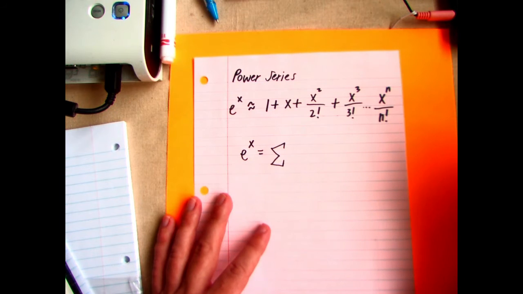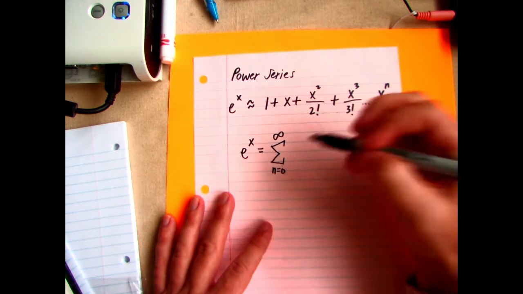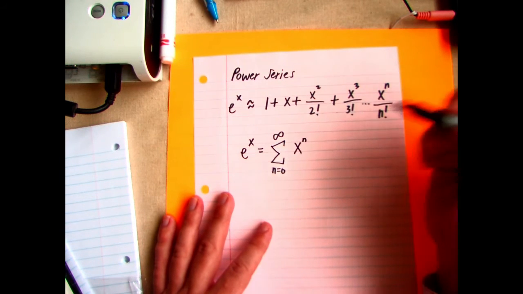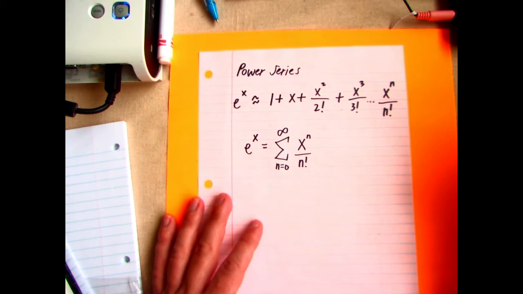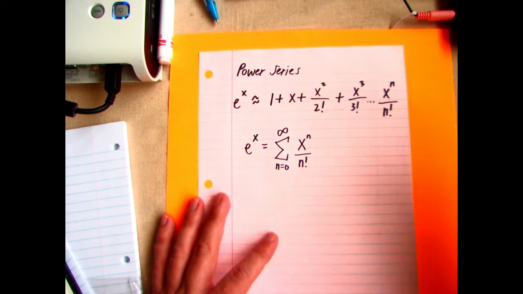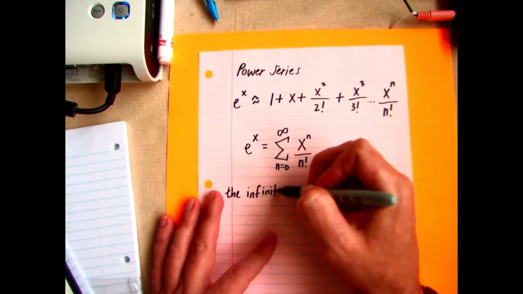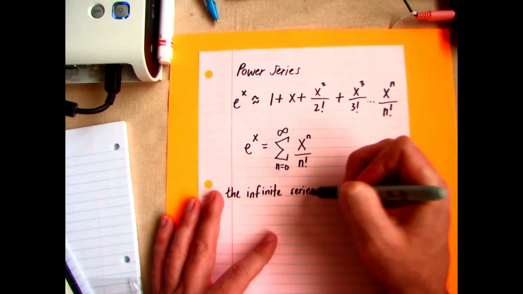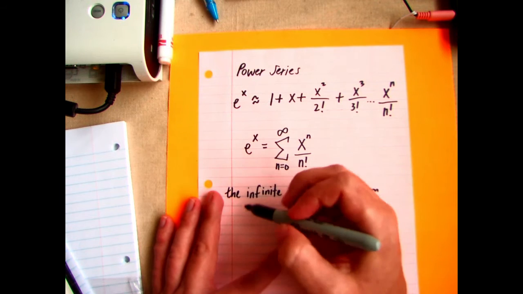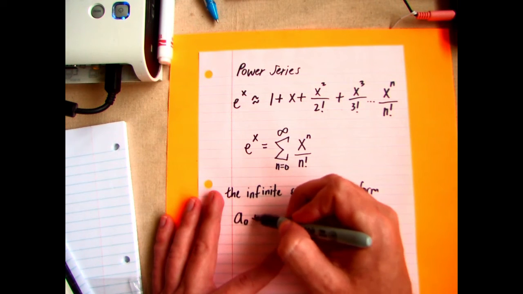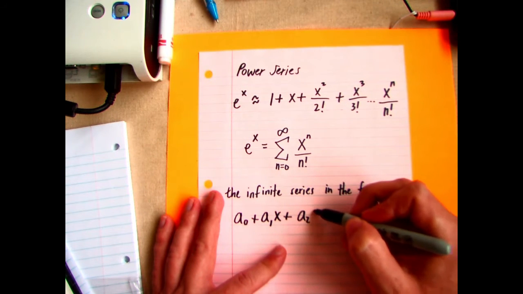So I can get a precise value of e to the x with an infinite sum of x to the n over n factorial. And this sum would start at n equals 0 and go to infinity. So that infinite sum would represent the exact value of e to the x. And of course this is centered around x being 0. That Taylor series that we wrote was centered around x being 0.